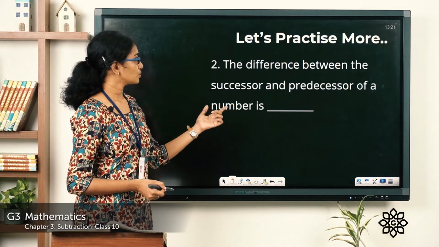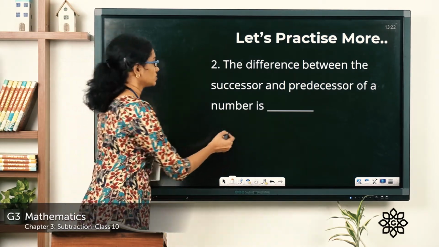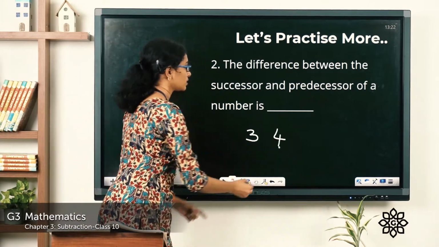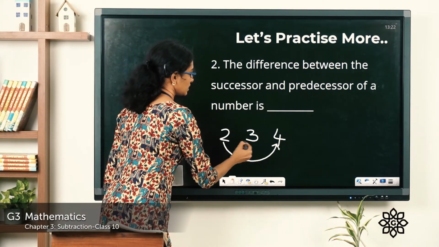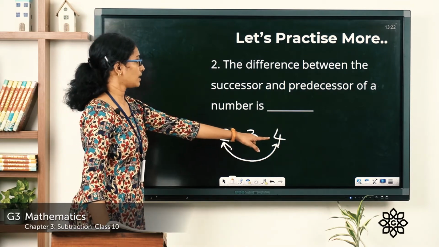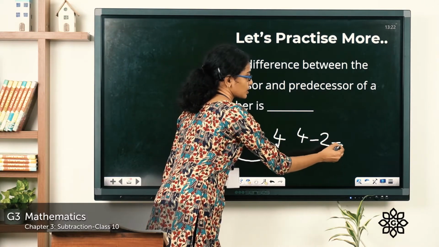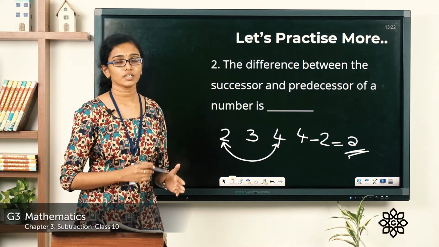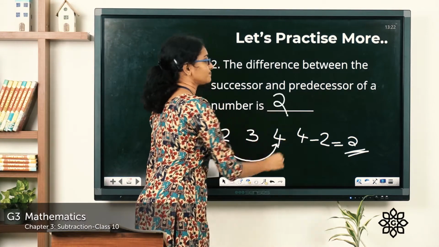So, we are asked to find the difference between the successor and predecessor of a number. Like we said earlier, 3 has the successor 4 and predecessor 2. This is just an example. So, you have 4 and 2. What is the difference between 4 and 2? 4 minus 2 is equal to 2. So, the difference between the successor and predecessor of any number will be equal to 2.